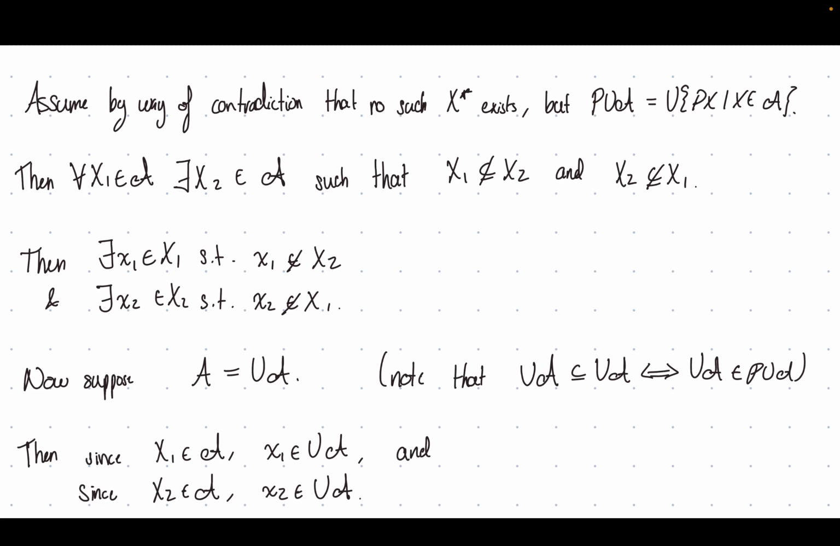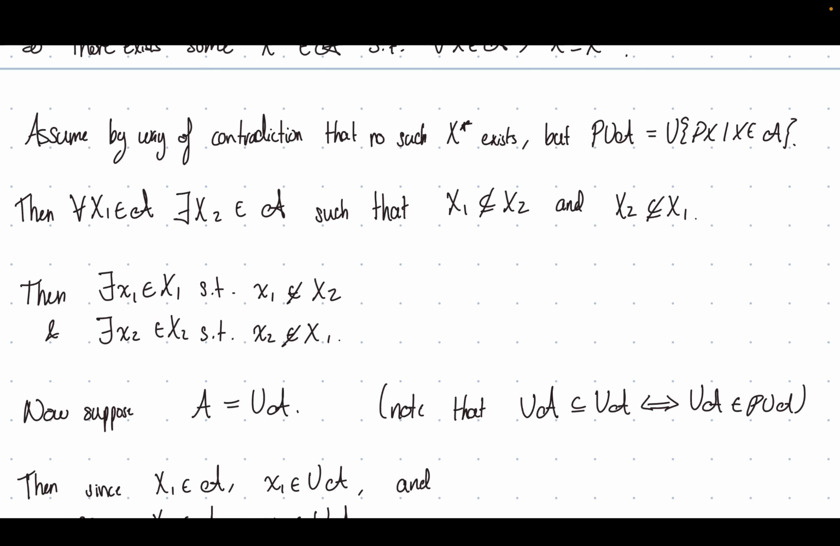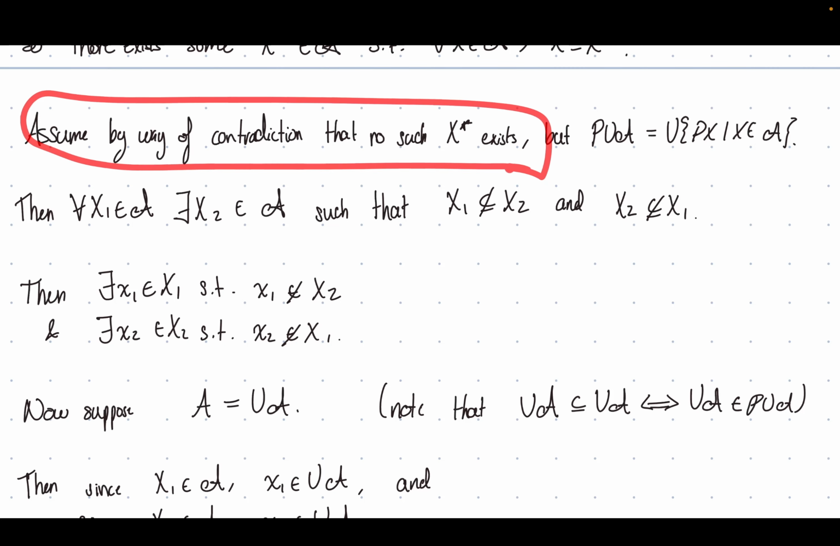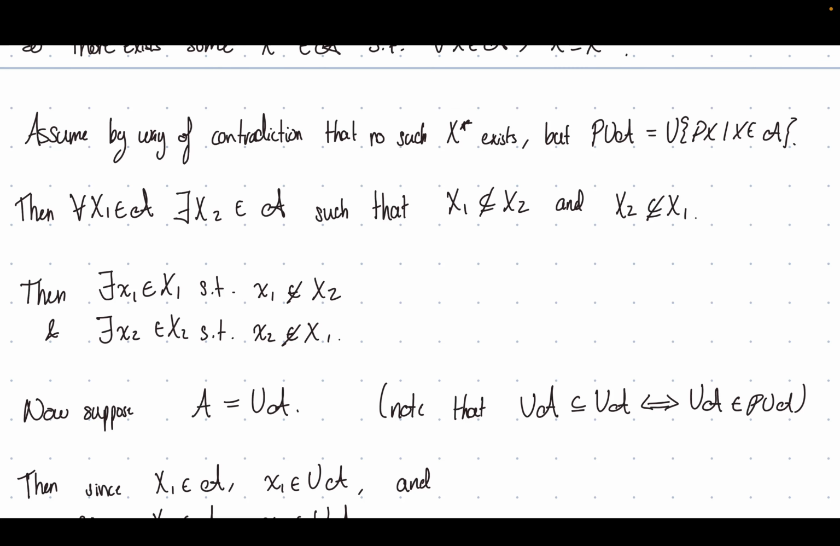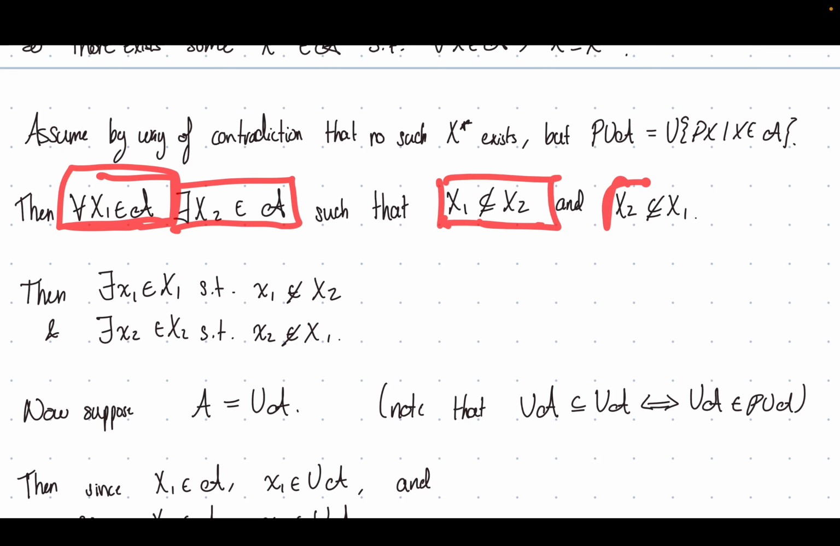Okay, now let's assume that these two sets are equal, meaning that this condition holds, but this is not true. Then another way of saying that no such X star exists is that if you pick any X, call it X1 in script A, then there must exist some X2 in script A as well, such that none of them is a subset of each other.